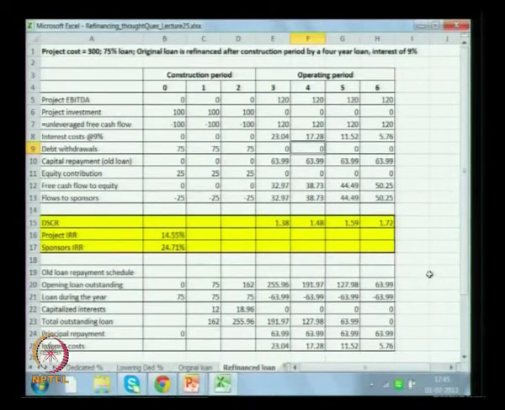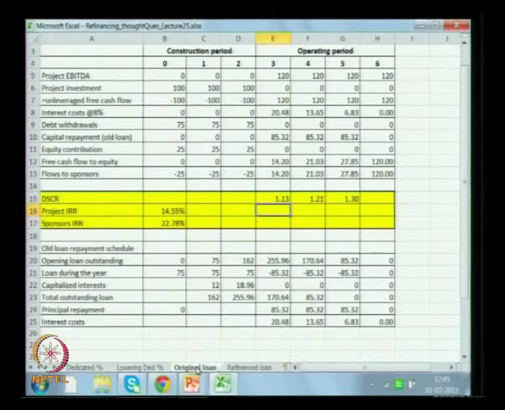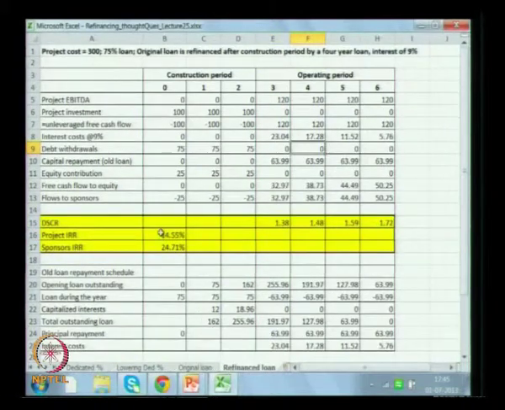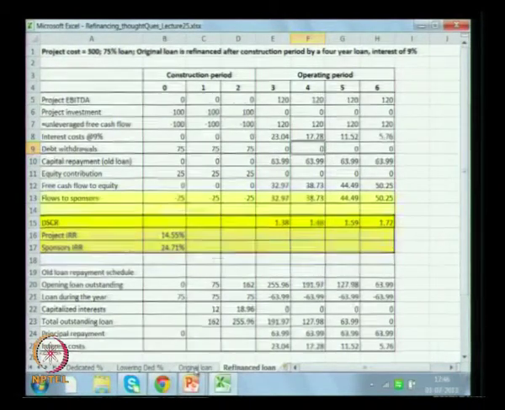Now, let us compare some of these indicators in the original loan and the refinance loan. Let us talk about project IRR. Okay. If you go to the original loan, the project IRR was 14.55%, and in the refinance loan the project IRR is 14.55%. So, the project IRR has not changed. Okay. Then what has changed? Let us look at the sponsors IRR.